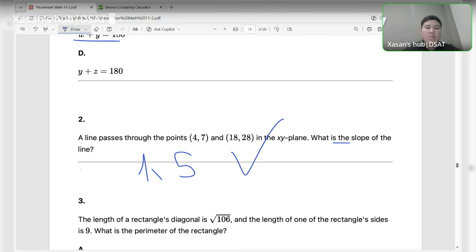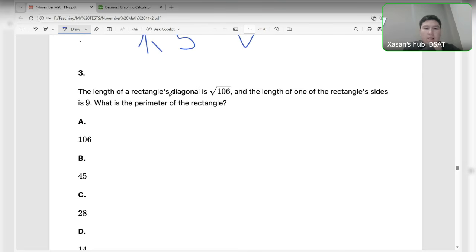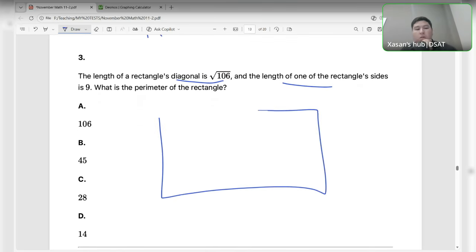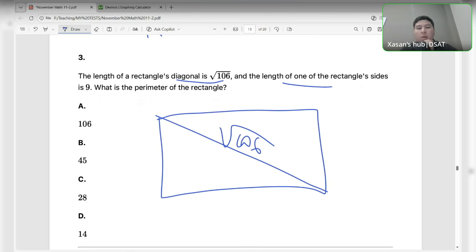That's possible. The length of the rectangle's diagonal is the square root of 106. The length of one of the rectangle's sides is 9. What's the perimeter of this rectangle? Okay, draw the rectangle. The diagonal is now the square root of 106, and the length of one of the rectangle's sides is 9. So let's say this side is 9. What is the perimeter, guys? First of all, you have to find this length, and then the perimeter.